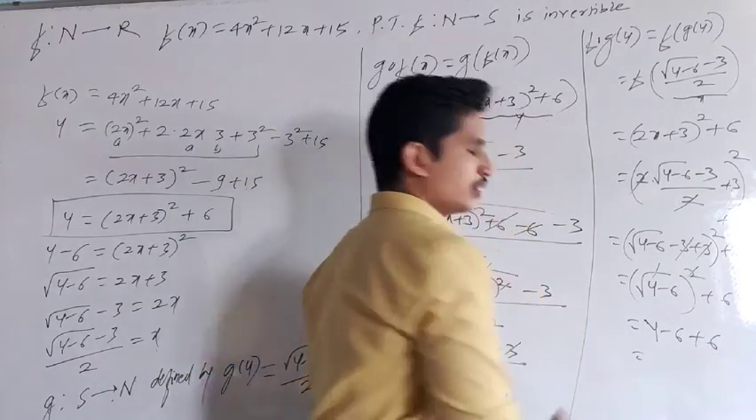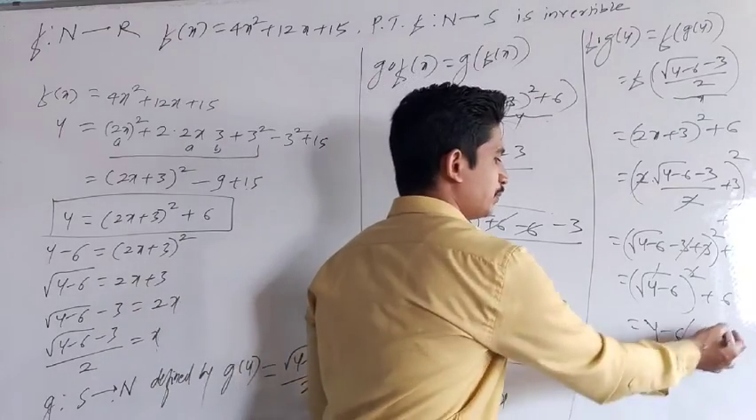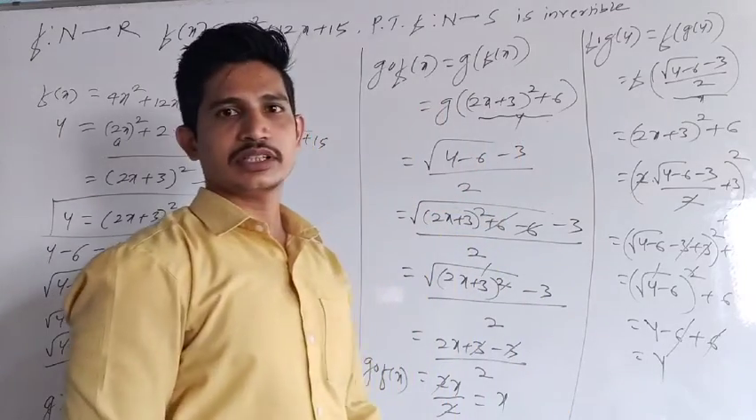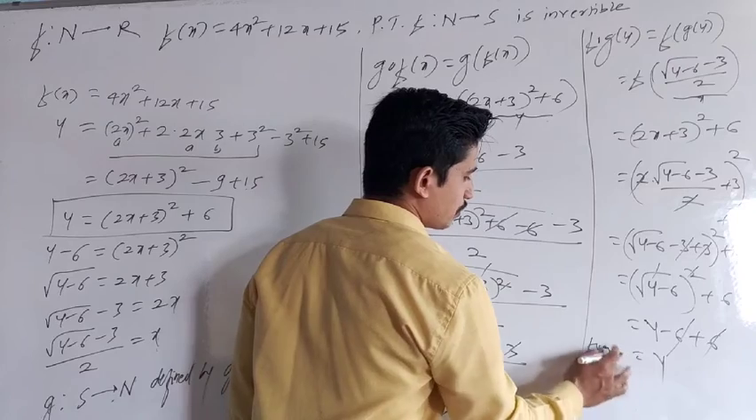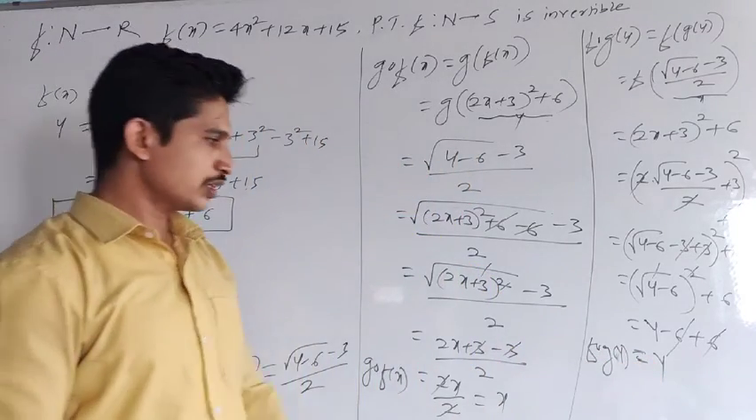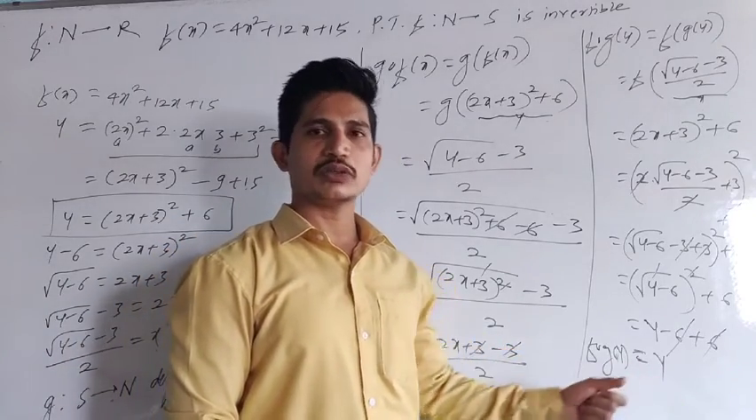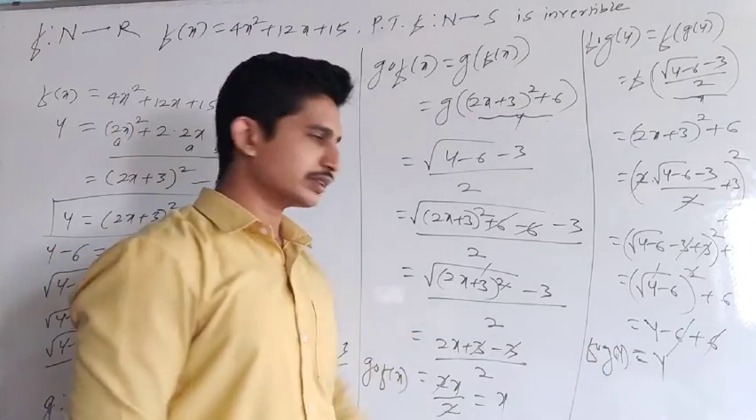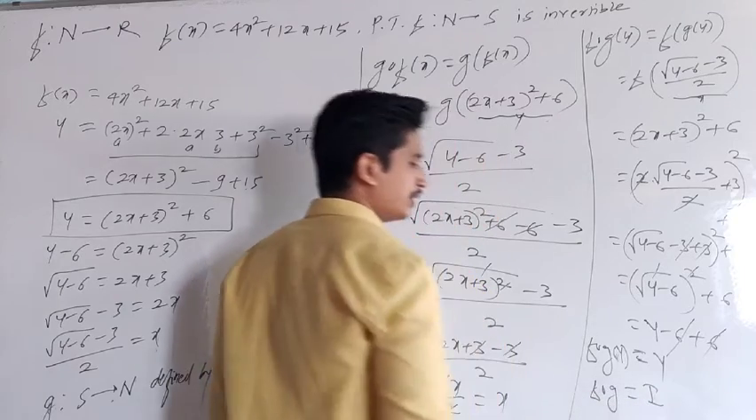Plus 6. Now minus 6 and plus 6 will get cancelled. What remains? y. So f composition g of y is equal to y. So y is coming for y, the answer is y. That means this is the identity function. Therefore f composition g is an identity function.